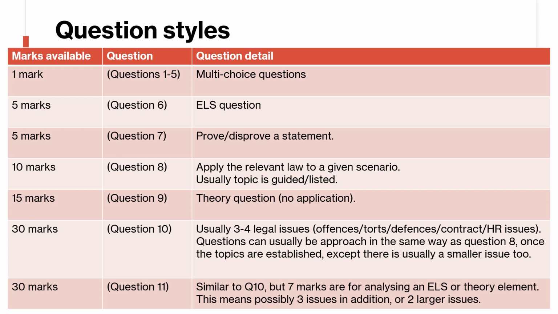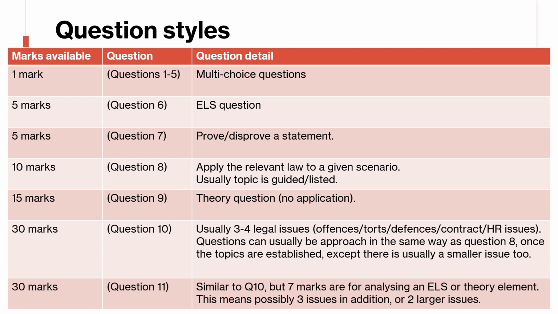But for question 10, it's usually 3 or 4 legal issues. So we've got an offence or a tort or a defence, or even contract or human rights issues. Questions can usually be approached in the same way as question 8, once the topics are established, so you're doing a sort of long form application. It could be murder plus defence plus another issue. But of course, it's 3 sort of 10 markers, or 2 10 markers plus broken down issues. We need to make sure we remember it could be 3 or 4 issues in that question, and we apply the law fully to them.